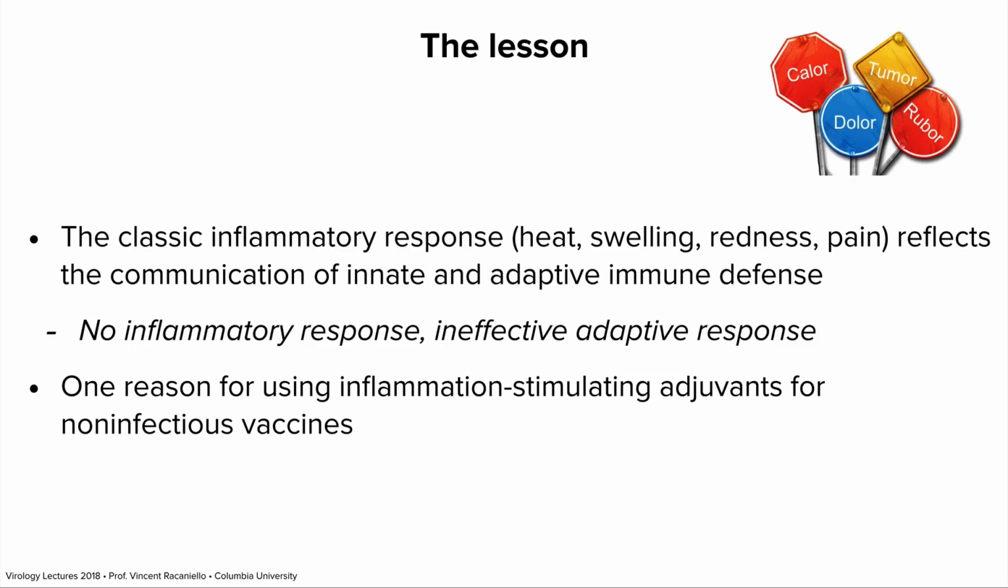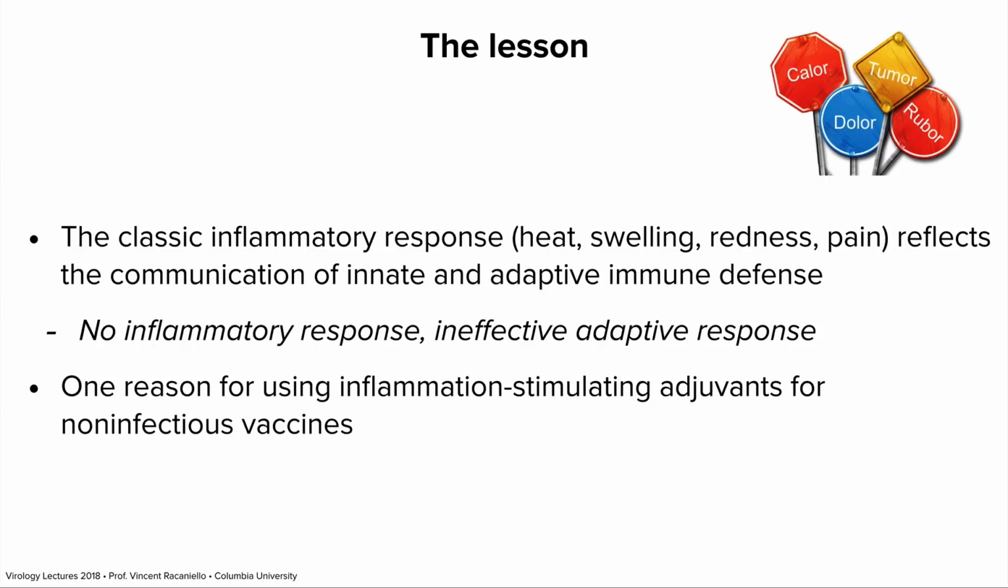So the lesson of all this: the classic inflammatory response, calor, tumor, dolor, rubor, reflects how the innate and adaptive responses are communicating, because those effects are produced by soluble molecules, cytokines and chemokines, that are stimulated by sensing of an infection by innate immune responses. If we don't have an inflammatory response, we're going to have an ineffective adaptive response, and it's going to be difficult to clear the infection.